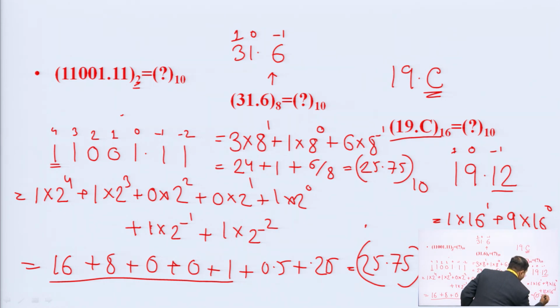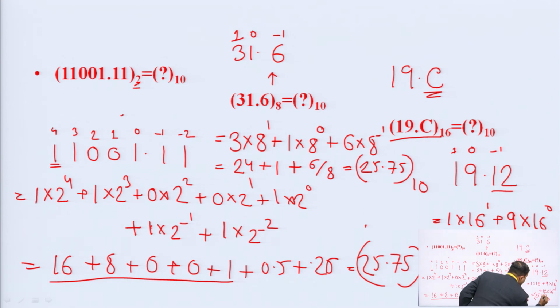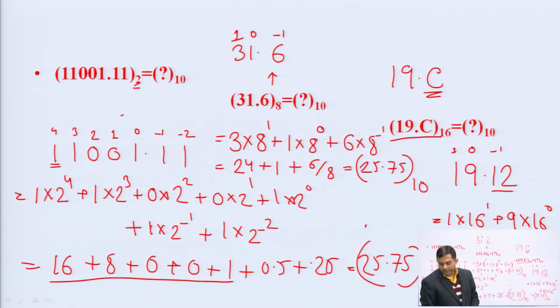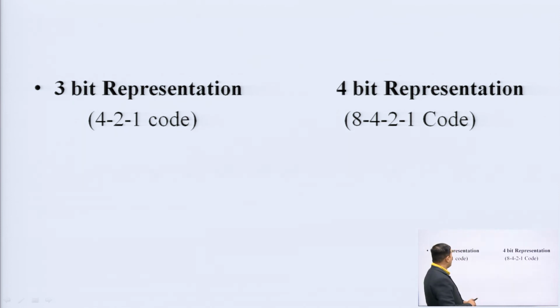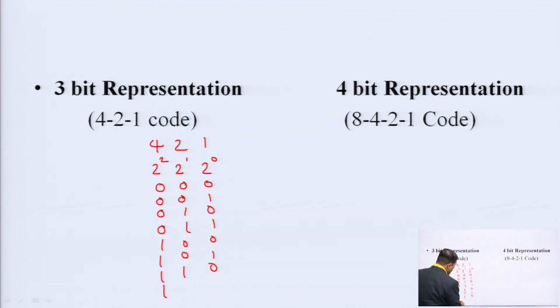We have converted all number systems into the decimal number system, correct? Okay. Here is a short form: 3-bit representation and 4-bit representation. If 3 variables are there, the weights are 4 2 1, meaning 2 to the power 2, 2 to the power 1, 2 to the power 0. It will come as 000, 001, 010, 011, 100, 101, 110 and 111.